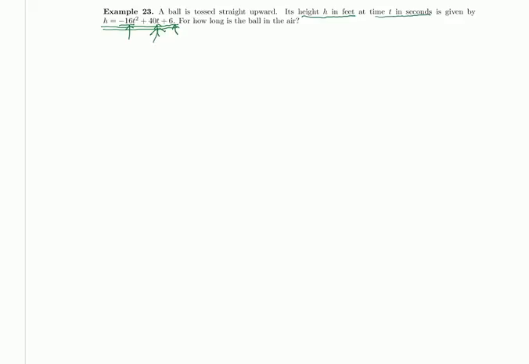Okay? But we don't need all the detailed information here. Roughly, we can imagine our graph must look like it starts from 6 feet above the ground, and it should look like a parabola shape, and eventually it's going to hit the ground at a certain time. So the question here is, how long is the ball in the air? They are looking for the time, right?